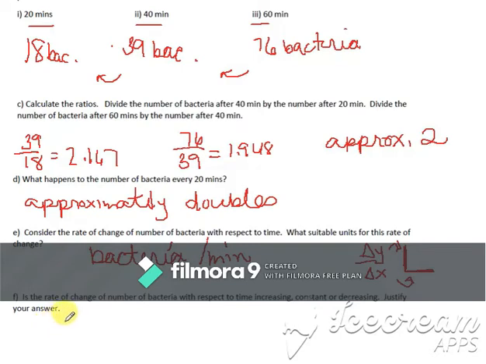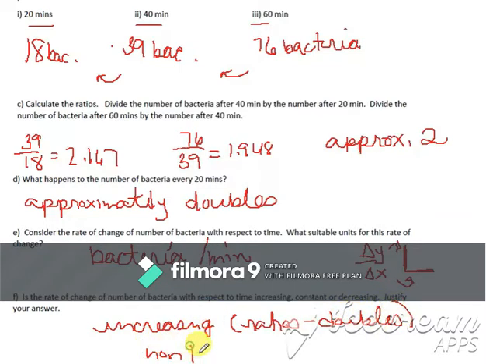Is the rate of change of the number of bacteria with respect to time increasing, constant, or decreasing? This is definitely increasing. We took the ratios and we saw that it doubles. And this is definitely nonlinear, so it's not constant. And because it approximately doubles, what we actually call this is exponential.